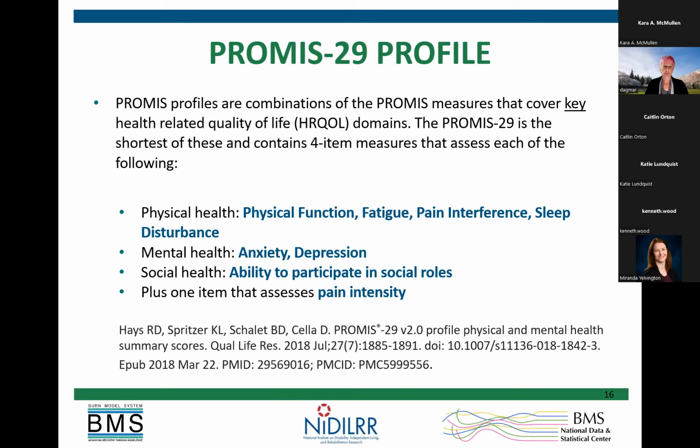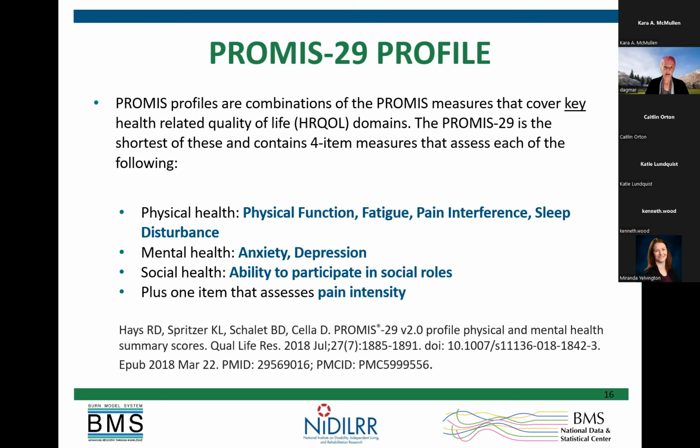Okay, the other set of measures that we use from the PROMIS suite of measures are the measures that are included on the PROMIS 29 profile. The profiles are combinations of individual PROMIS measures, and they were selected to cover key health-related quality of life domains. So these are individual measures. They are not scored across the different health domains. Each domain provides its own score.